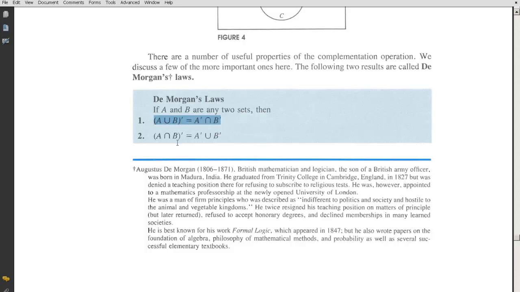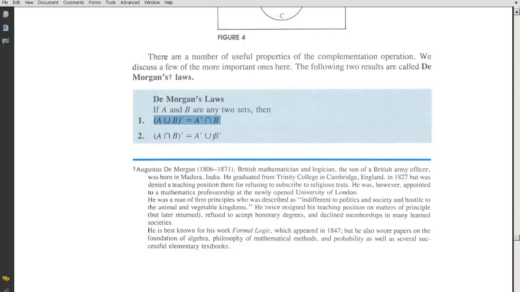Okay? And then you can do the same thing here. Do a Venn diagram for this and do a Venn diagram for this, and you'll see that the regions are the same for this one and this one. That means that this is equal to this. Equals means true for any sets A and B.